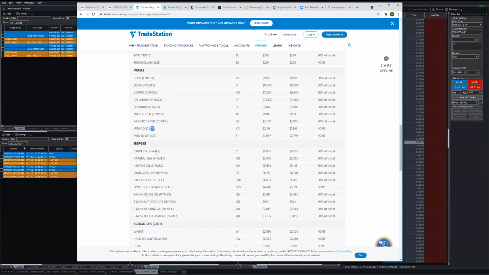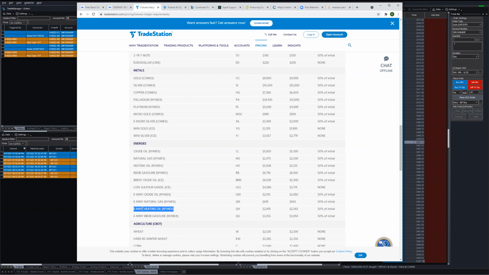So then we cover the energies. We have now on the energies, right? We can trade, you see here, crude oil, and we have the E-mini crude oil. We have heating oil and E-mini heating oil.